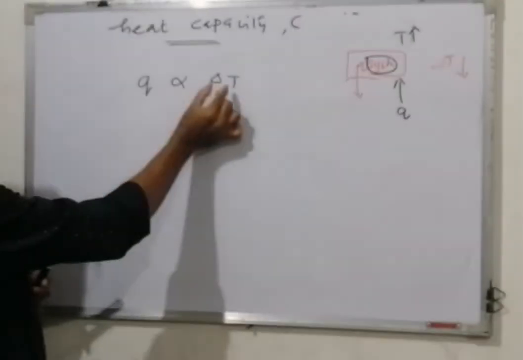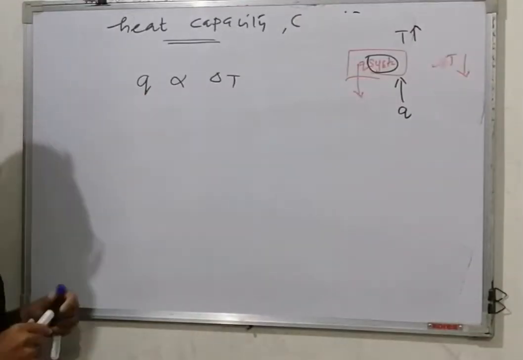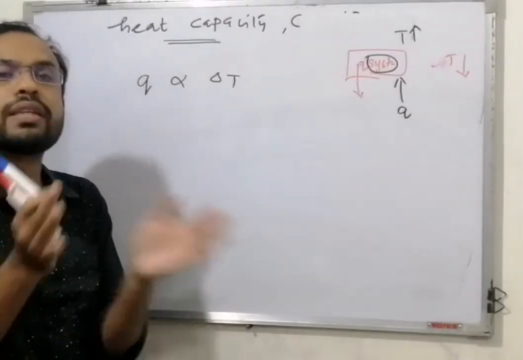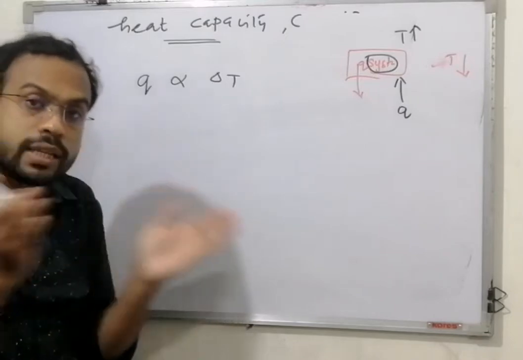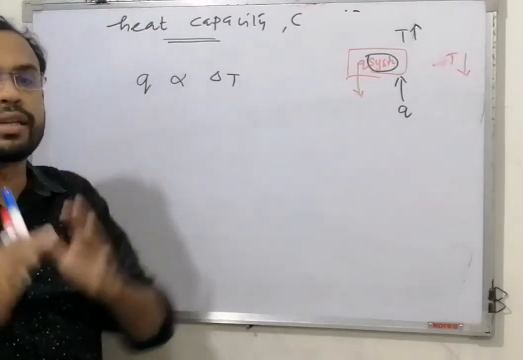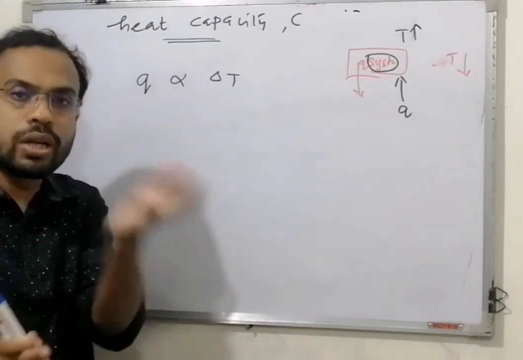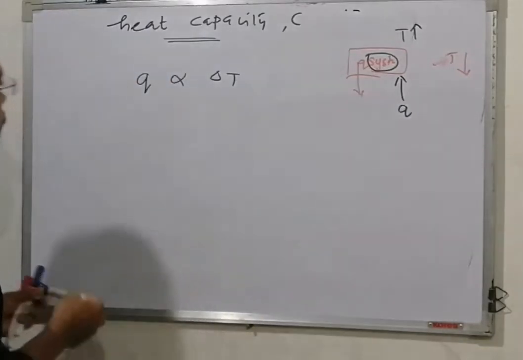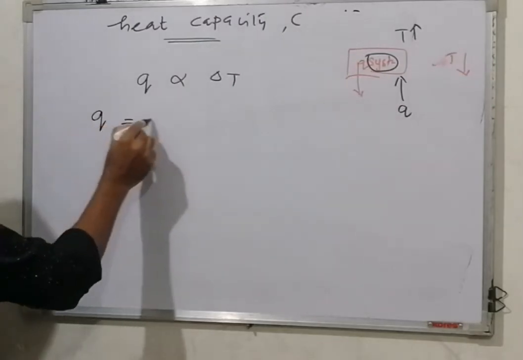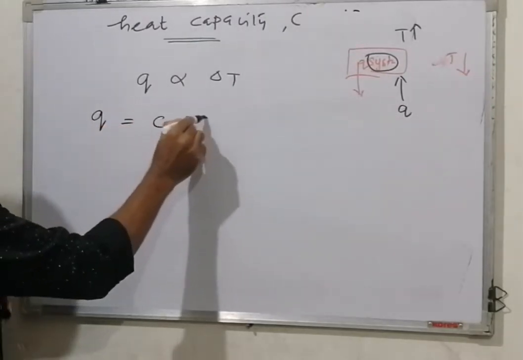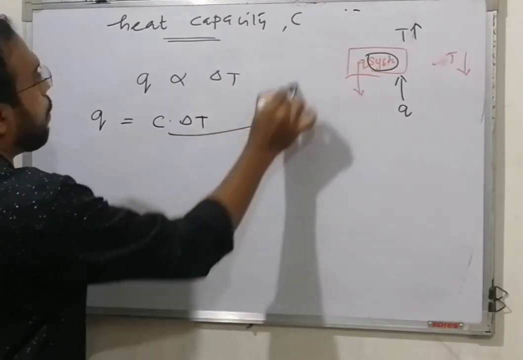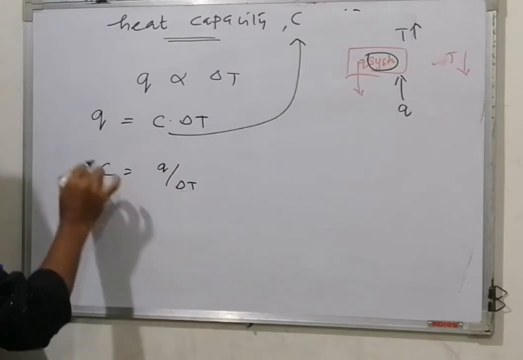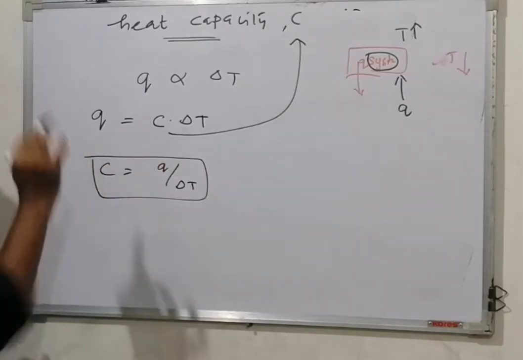Therefore, the temperature change depends upon the magnitude of the amount of heat absorbed or released. More heat absorbed, more temperature increase. More heat released, more temperature decrease. Okay. Therefore, Q is equal to a proportionality constant C times delta T, where C is heat capacity. What is C? Q by delta T. Very simple.